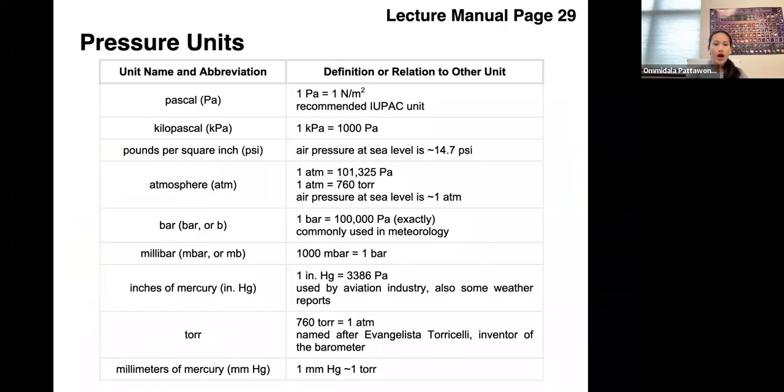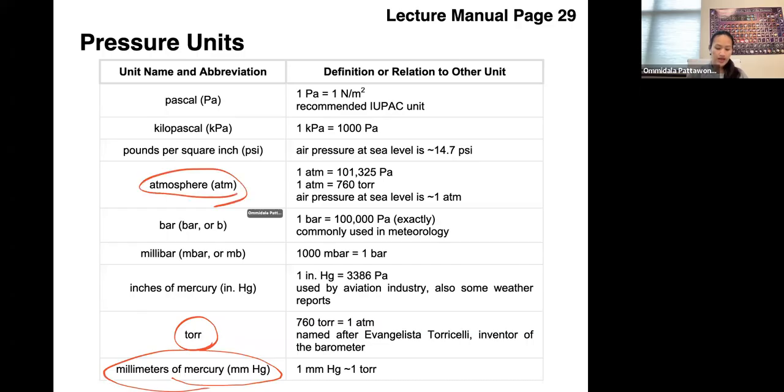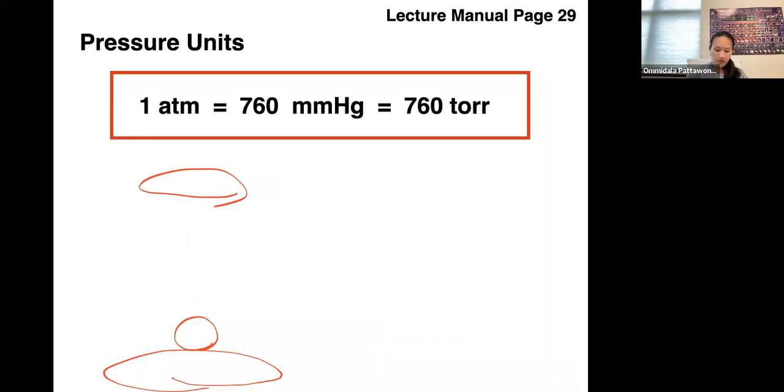Here are the units used to describe pressure. Something you are probably most familiar with is the PSI unit, because when you pump air into your car tire, you go by the PSI unit. But in this course, the units we are going to use the most are torr, millimeters of mercury, or atmosphere, which is ATM.